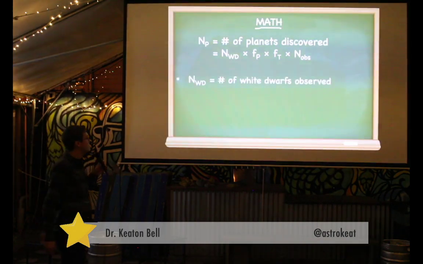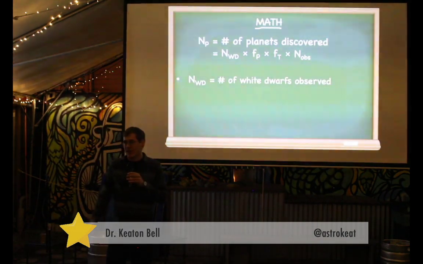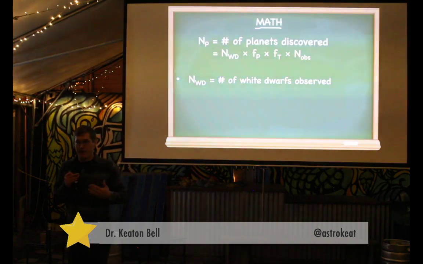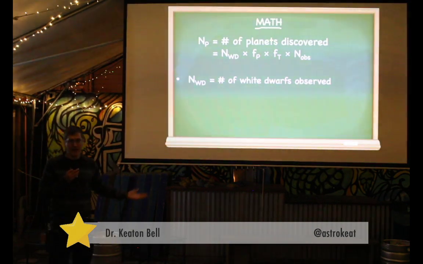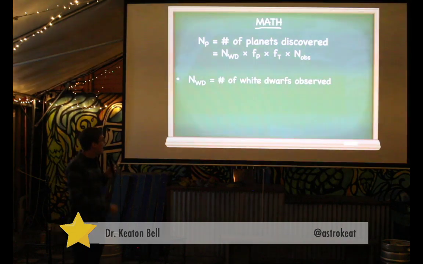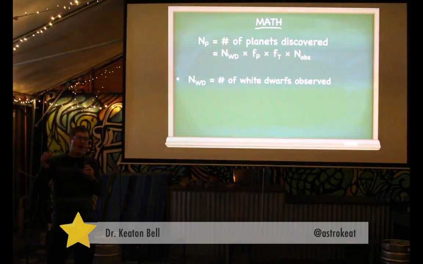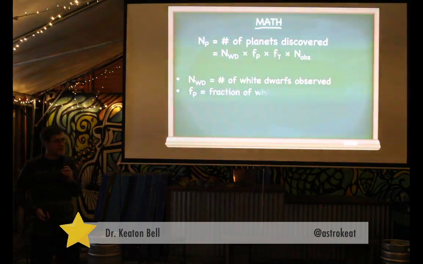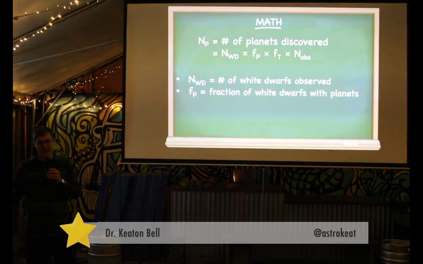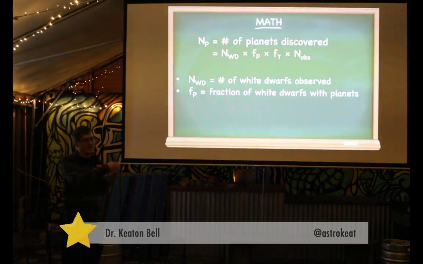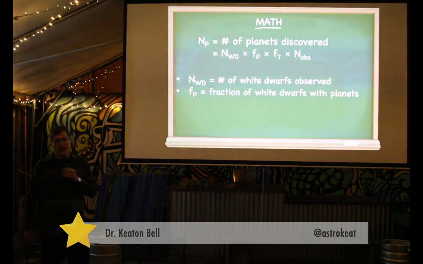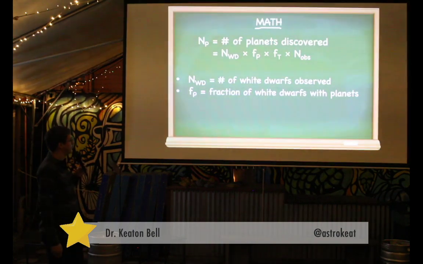The first is the number of white dwarfs that you look for planets around, right? If you look for planets around more stars, you're more likely to find them. You have to reduce that by the fraction of white dwarfs that actually have planets. So only some fraction of the stars that you look for planets around are going to have planets. That's maybe going to reduce how many planets you could find if you carried out a big search.